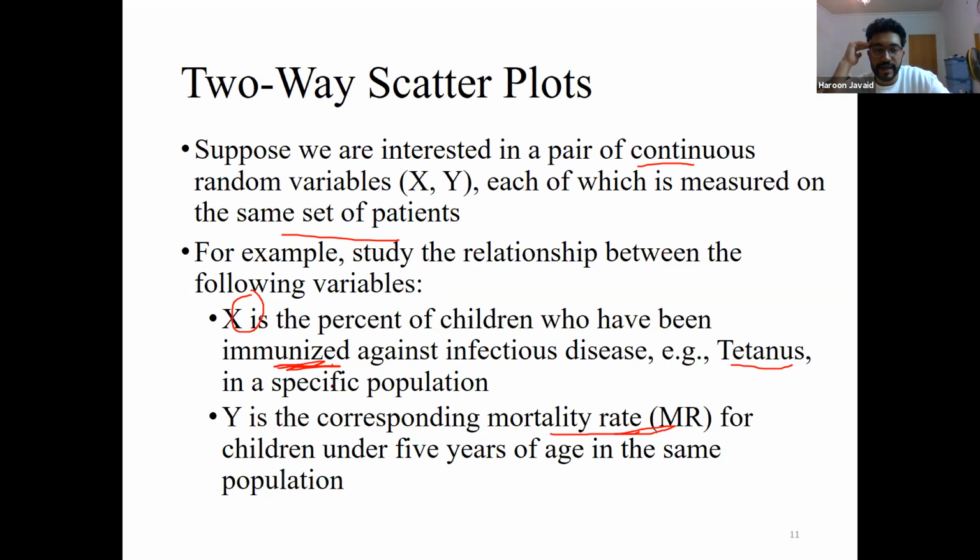Mortality rate, by the way, means the number of deaths. So basically, they are taking a number of children who they have vaccinated or immunized against tetanus, and they want to see if this is increasing the number of deaths, or is it decreasing it, or does it have no effect?